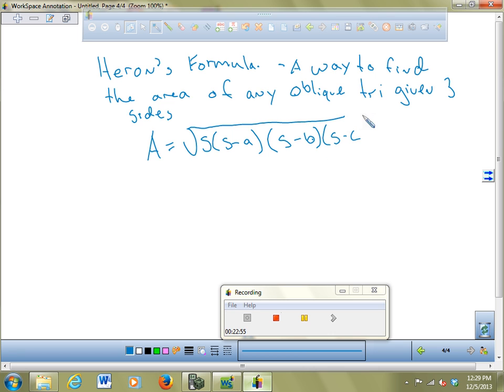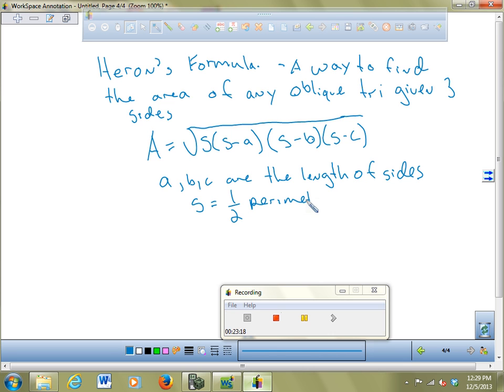Okay? And so A, B, and C are just the three sides, the lengths of the sides. And S is equal to 1/2 of the perimeter. That's all it is. Perimeter, which is equal to A plus B plus C divided by 2. Alright? So you could derive it relatively easily through the law of sines and cosines.